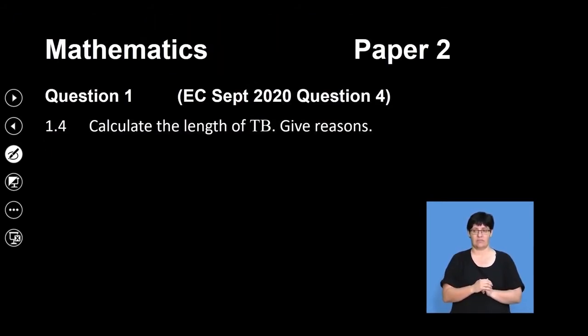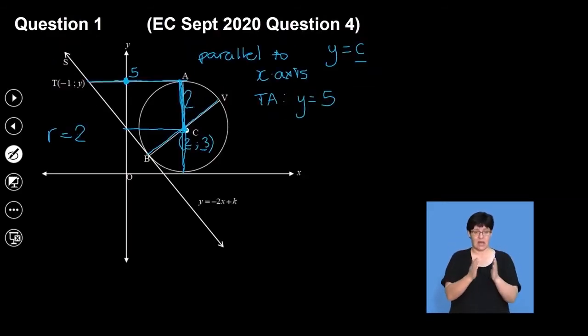All right, we now have to calculate the length of TB, and we have to give reasons. This is really important. TB is that line segment over there. It is the length between point T, which is the point outside the circle, and point B, which is where the tangent meets the radius or the diameter. And we know that this line over here is going to be equal to that line over there. Why? Because the tangents from the same point outside the circle will always be equal to each other.